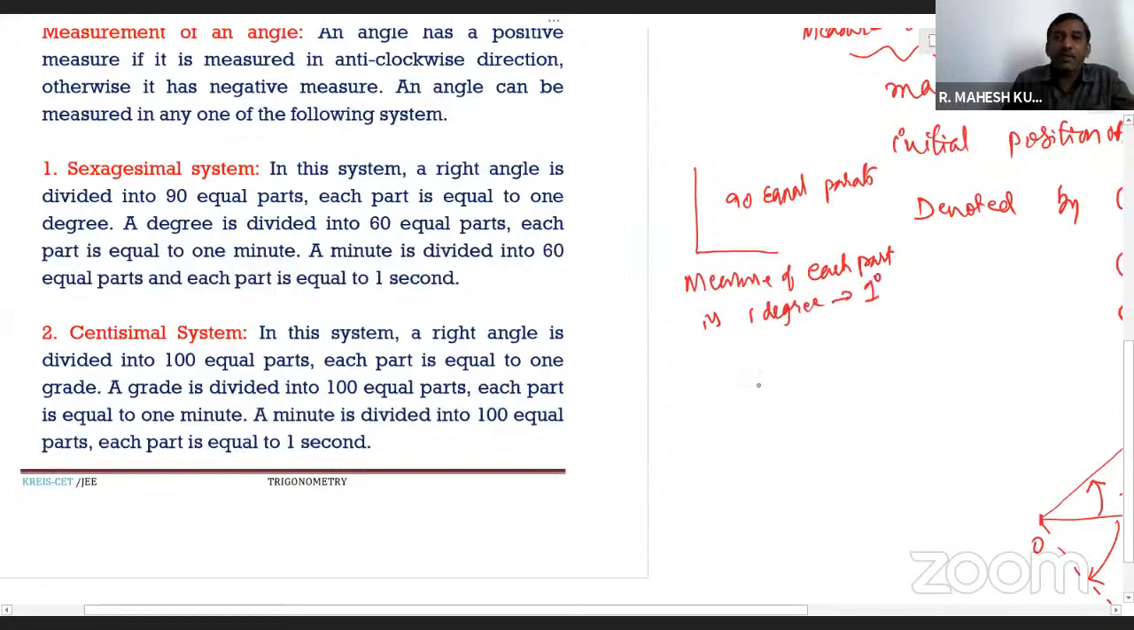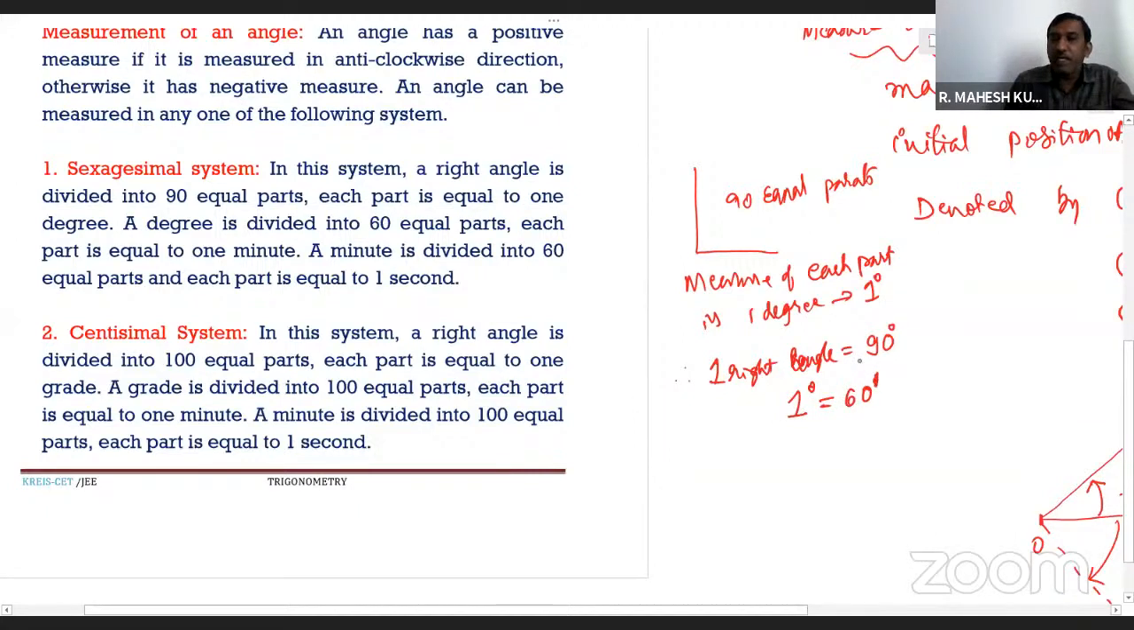This is the notation. So therefore, one right angle will have 90 parts, right? And each part is called as 1 degree. So altogether, one right angle will contain 90 degrees. And again, 1 degree is divided into 60 equal parts. We take 1 degree and divide that into 60 equal parts. Measure of each part is called as 1 minute ಅಂತ ಹೇಳ್ತೀವಿ. So therefore, 1 degree will contain 60 minutes, right?